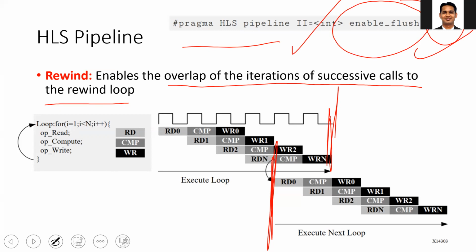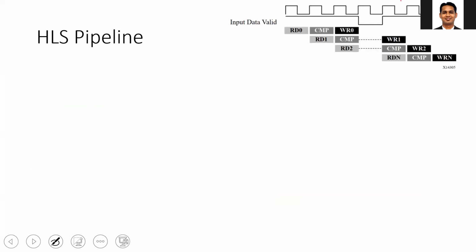enable flush. Now look at this diagram. Here you can see this is my valid signal, which indicates that the input data is available. Now, during this time, you can see that the valid goes low, which means that the input is not available. Maybe the source which is providing the input to me is busy doing some other task, so it is not able to provide me the input. So in that case, what will happen?